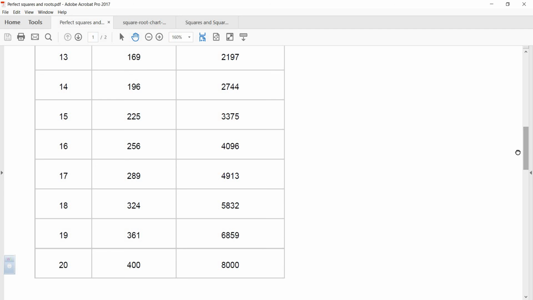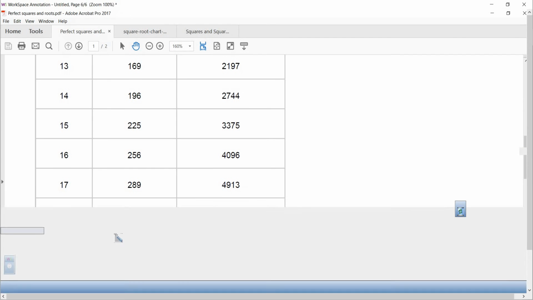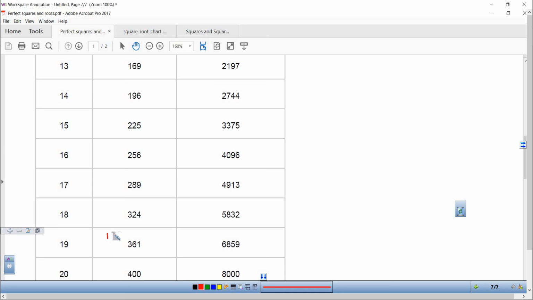If I said, what's the square root of 361? If you could tell me 19, right? Because 19 squared is 361. So that means that the square root of 361 is 19. 16 squared is 256, so the square root of 256 is 16. Again, anytime you take the square root of a perfect square, it will be rational.